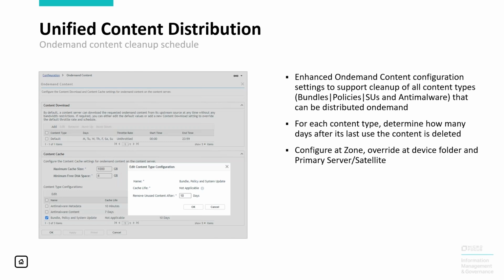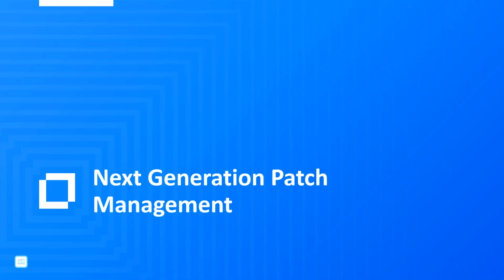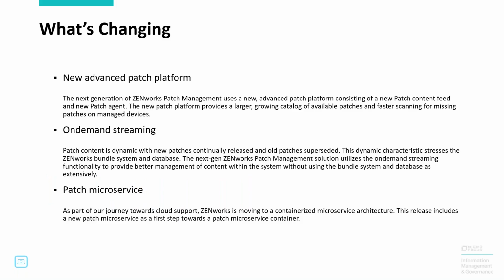One of the systems that will use this new content system is the patch management. Patch management will use the on-demand content to distribute patches, but also to distribute the scan file to see what applicable updates we have. So this new patch management system is actually a completely new feed that we have into the ZENworks environment. This new feed has a larger amount of products supported, a larger amount of vendors supported as well. So there's an enhancement on the amount of products that we're able to support.